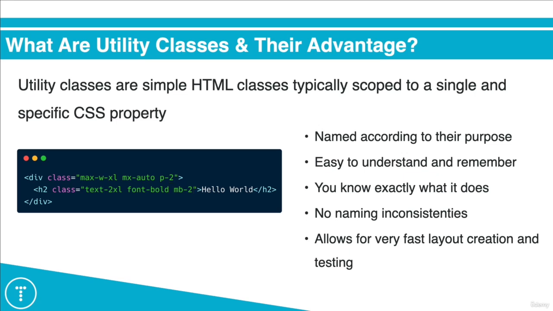All right, so in all these classes, they're named according to their purpose. So it's very clear, it's easy to remember, you know exactly what these classes do. There's no naming inconsistencies, and having these utilities available allows for very fast UI creation. And if you want to test certain things out and change things around, it's extremely easy to do, and you can do it really quickly. So in some cases, this gets rid of the need for design software like Figma or Adobe XD or something, because you can do it so quickly within the browser, and that's really what I love about Tailwind.